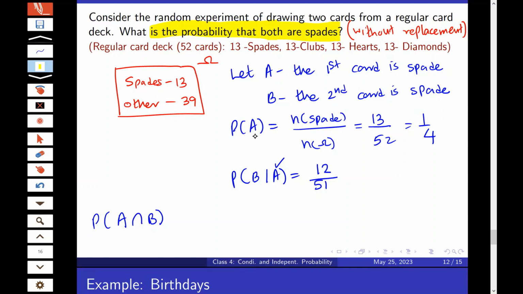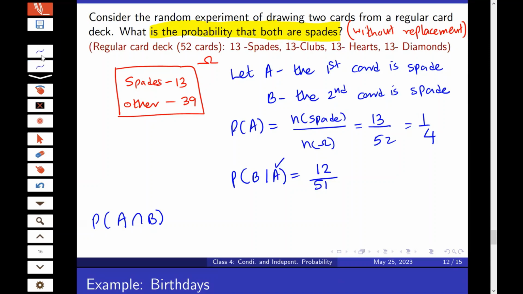And we can find the probability of A using the value here. And we can find the probability of B given A. That means we are assuming A has already happened. What is the probability of B happening? That means we already picked a spade card. So there are 12 remaining, and the total number of cards is 52 minus 1. So we can find those values.